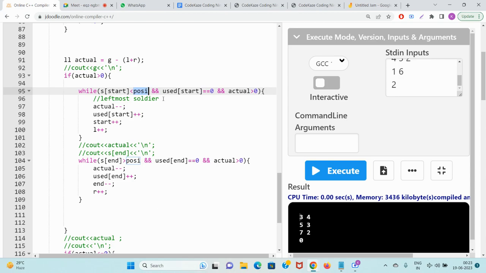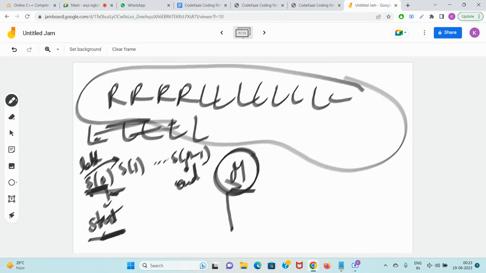And that soldier should not have been used before. So I am storing in the map that used of start equals 0. Also the number of arrows required should be greater than 0. Only then, what will you do? One arrow you will shoot, so actual equals actual minus 1. One arrow is finished. This soldier you have used, so used of start plus plus, and you will increment the start pointer. Now that soldier is used. S0 was used to kill it, so now come to S1. Now your start pointer will point to S1.